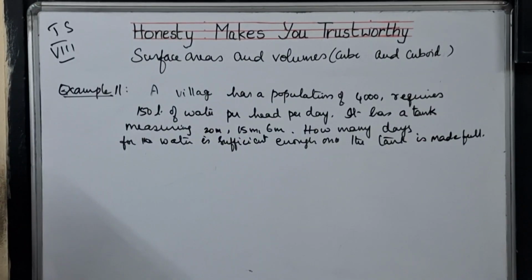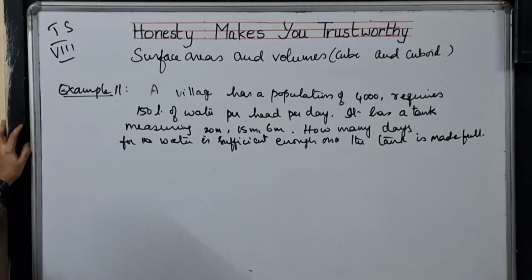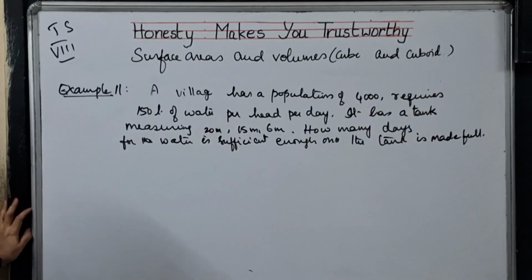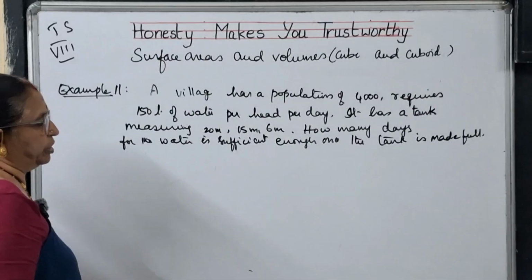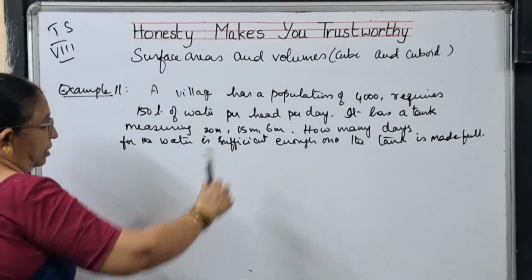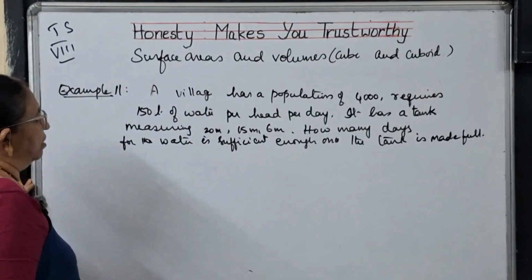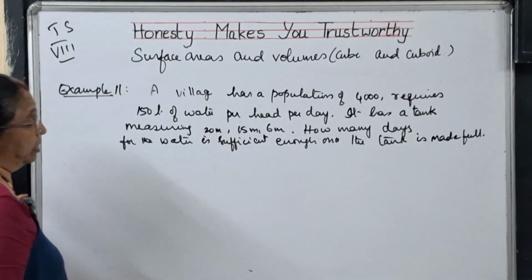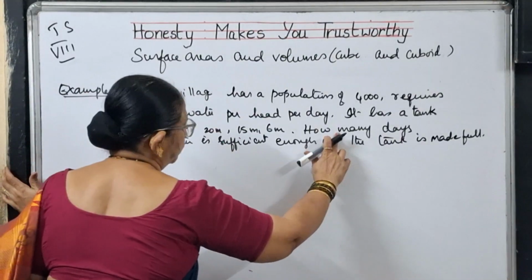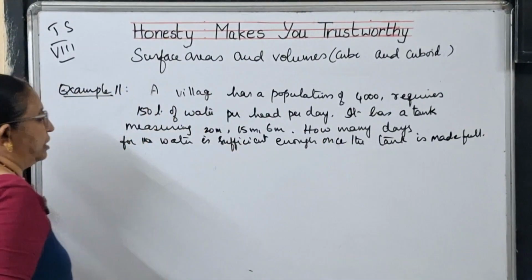Now example 11. A village has a population of 4,000. Means the number of people in the village is 4,000. It requires 150 liters of water per head per day. One person in one day consumes 150 liters of water. It has a tank measuring 20 meters, 15 meters, 6 meters: length, breadth, and height they have given. For how many days is the water sufficient, once the tank is made full? If they fill the tank, how many days does it come?